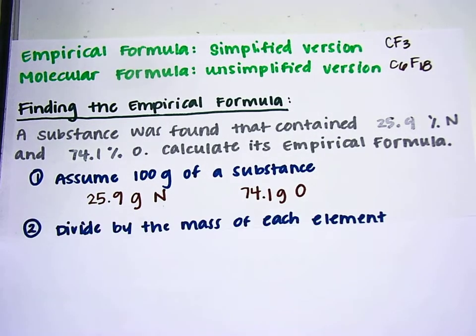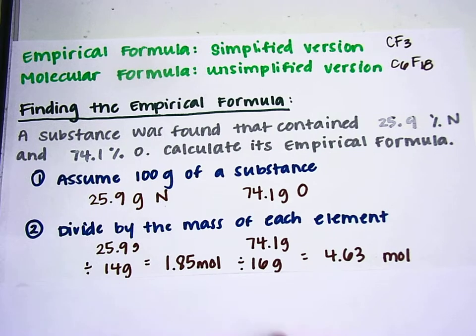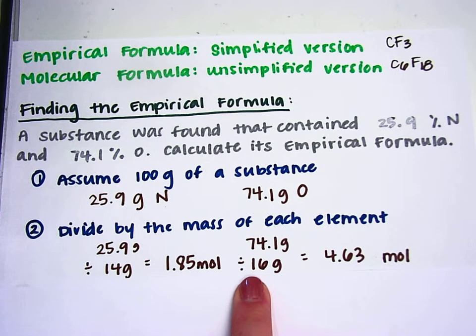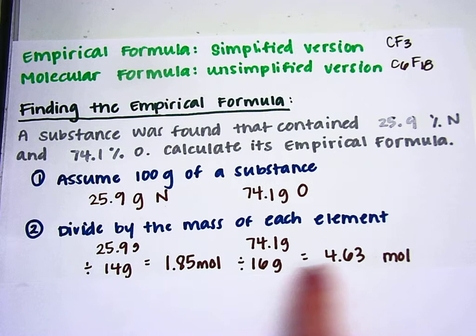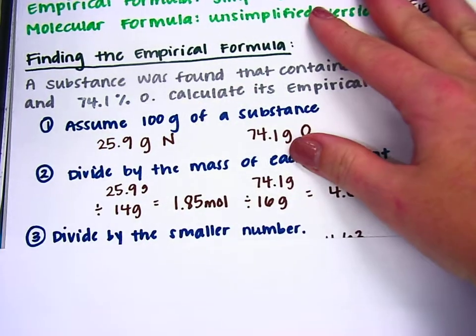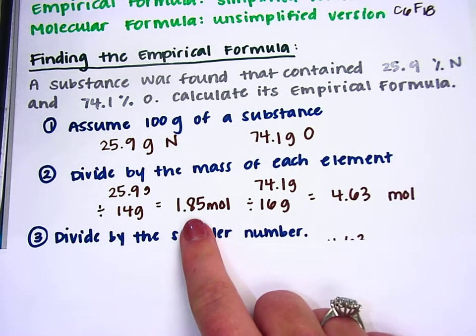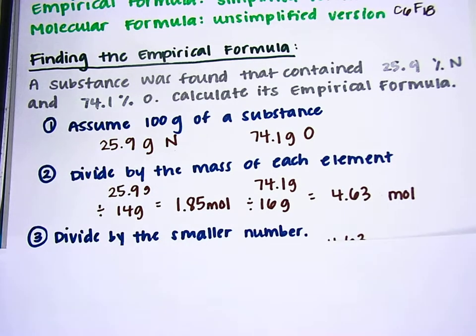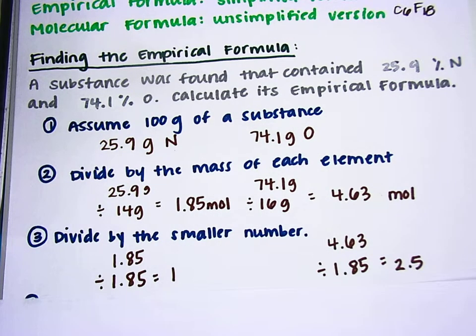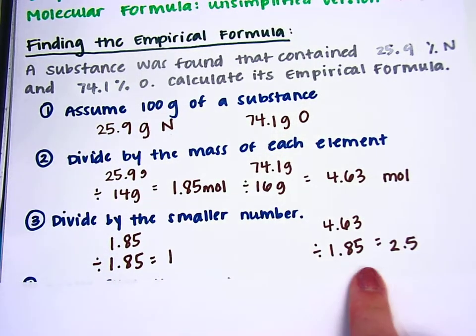In step 2, we are going to divide by the mass of each element. So I'll divide by the mass of nitrogen, which is 14 grams, and I'll divide by the mass of oxygen, which is 16 grams. That gives me these two numbers right here. Then step 3, we are going to divide by the smaller number. So whichever one of these two numbers is smaller, I'm going to divide by, which means I'll divide both sides by 1.85. Of course, any number divided by itself is 1, like we have right here. And this number over here gives me 2.5.